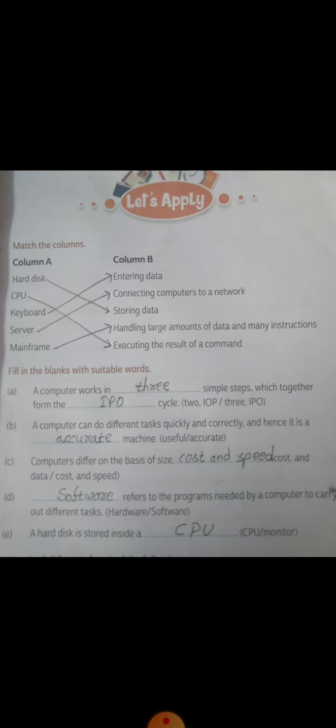Then how our computer works, that I have told. It follows our IPO cycle. I means input, P means processing, O means output. Whatever the data is given to the computer, that is our input. And which devices are giving the input? That is our keyboard and mouse.